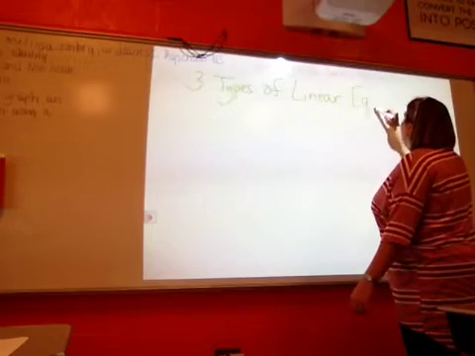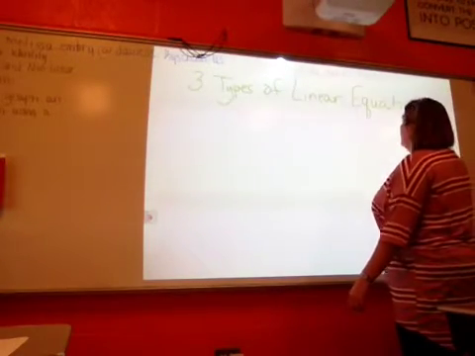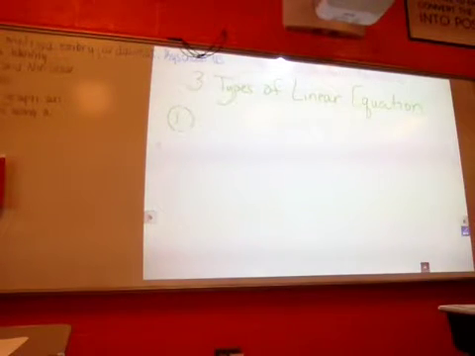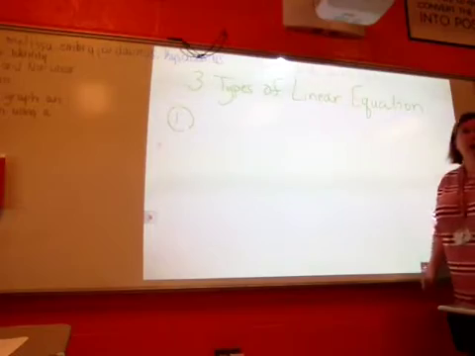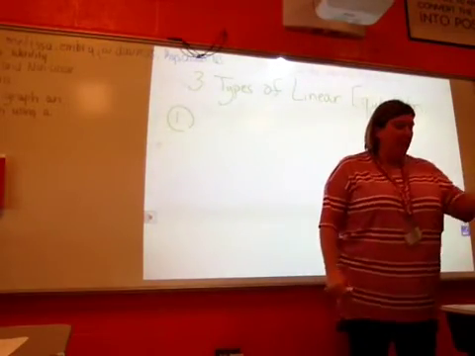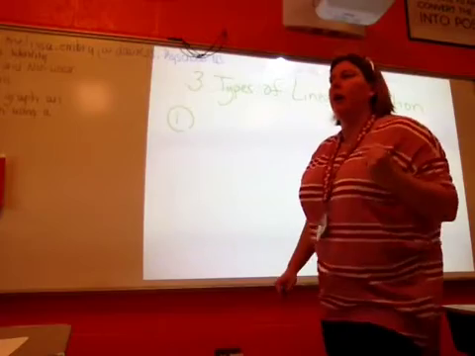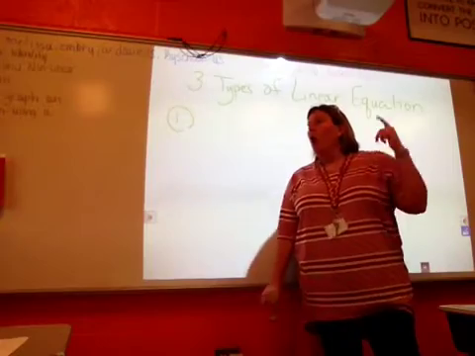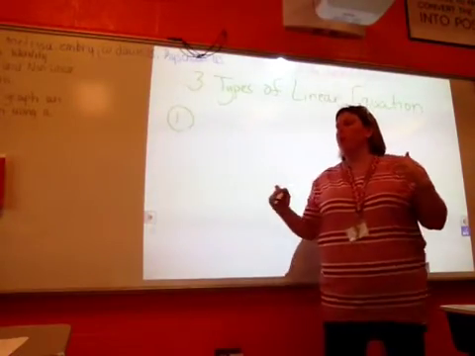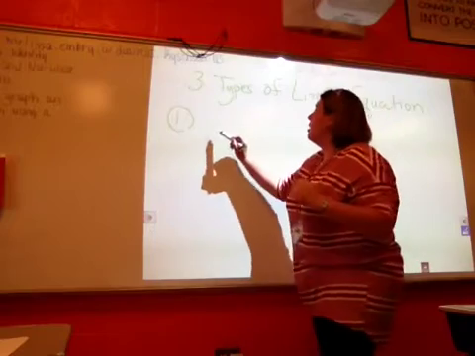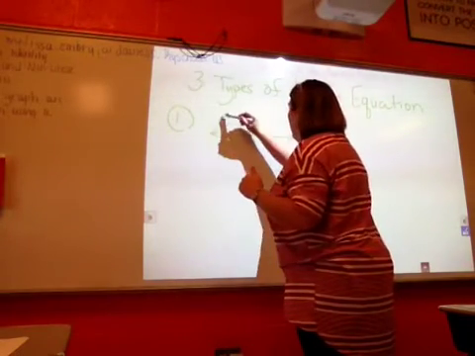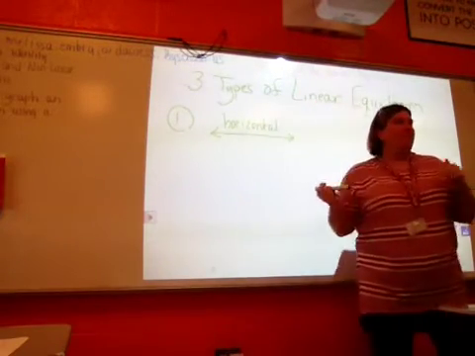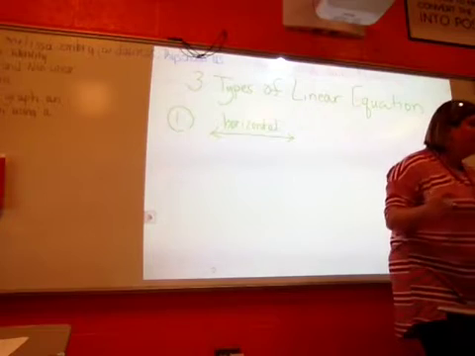If I asked you to draw a straight line, what might be one type of straight line you would draw? If I said, on your whiteboard, I want you to draw a straight line, what type of line might you draw? A horizontal line. What does a horizontal line look like? Okay, it looks like this. So here's what my horizontal line looks like. We call it horizontal. Right? All right. Now, what might be another type of line?